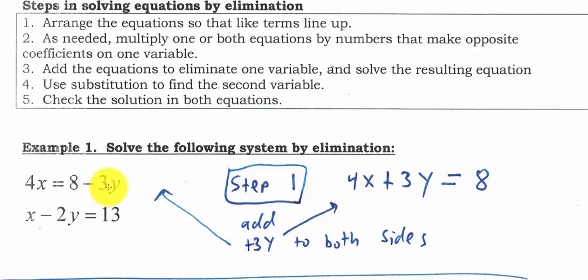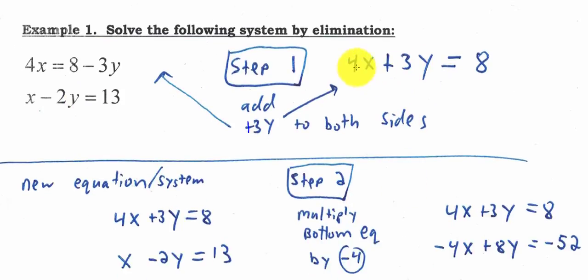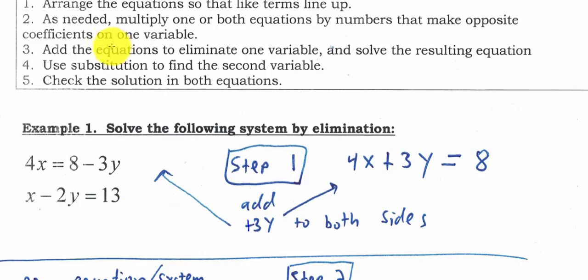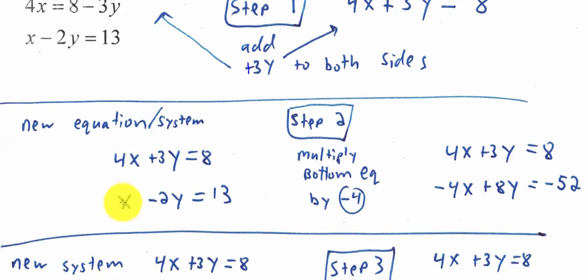you'll notice the negative 3y plus 3y will give you 0 on the right side. And then on the left side, we would add the plus 3y to have 4x plus 3y. All right, so I just rewrote my first equation. I didn't touch the bottom equation. And now when I rewrite the first equation and put it over my second equation, you'll notice that we fulfilled the obligation of step 1. Arrange the equations so like terms line up. The 4x and the 1x have lined up. The 3y and the negative 2y have lined up. So step 1 is done.